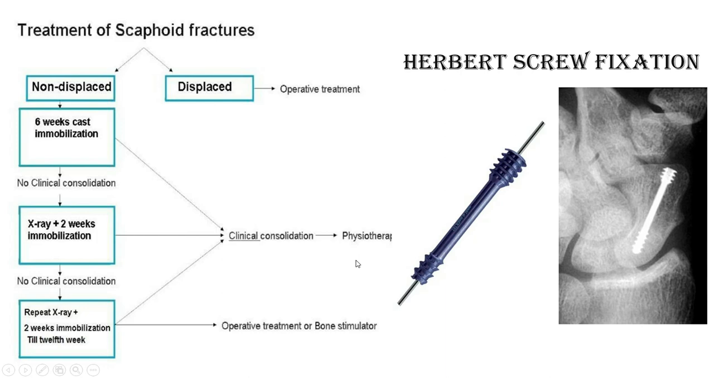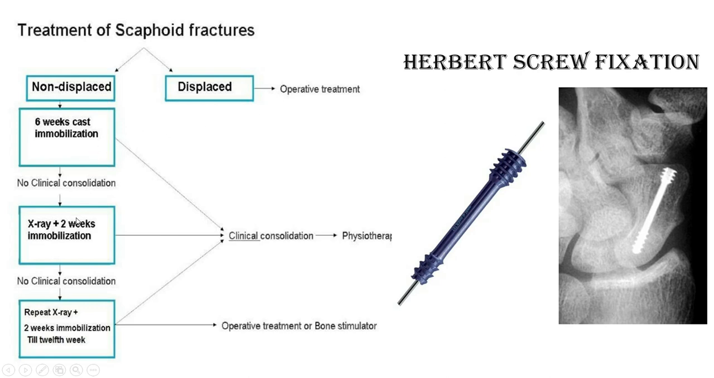Now, sometimes this scaphoid fracture is notorious for non-union. So if we find radiologically that the scaphoid fracture is displaced, then we have to go for operative fixation. A small treatment protocol: if it is displaced, then totally operative, no conservative. If it is not displaced, then we put a plaster cast for 6 weeks. Then you check the X-ray to see if it is displaced or not. If displaced, go for operative management.